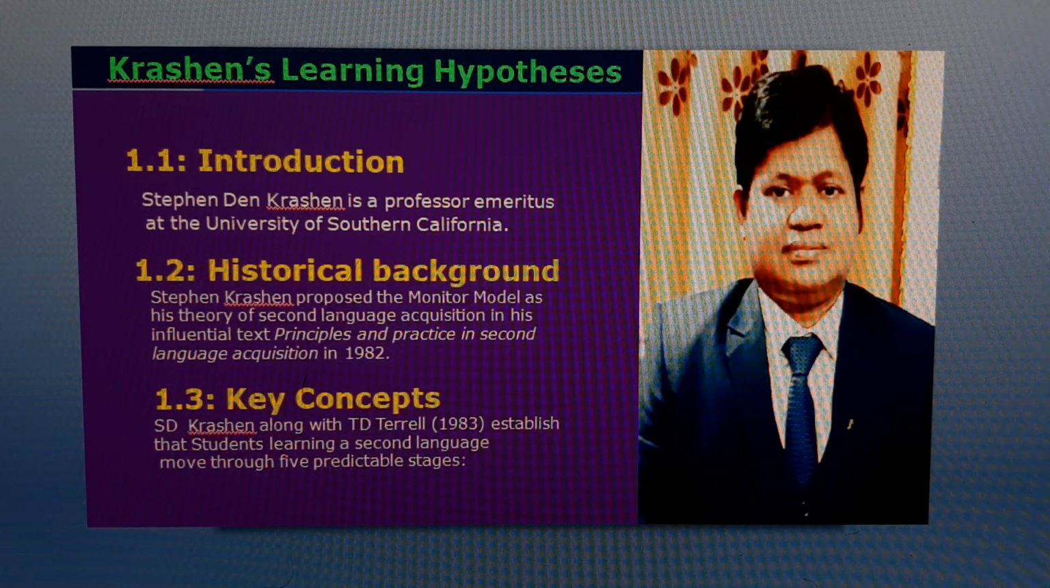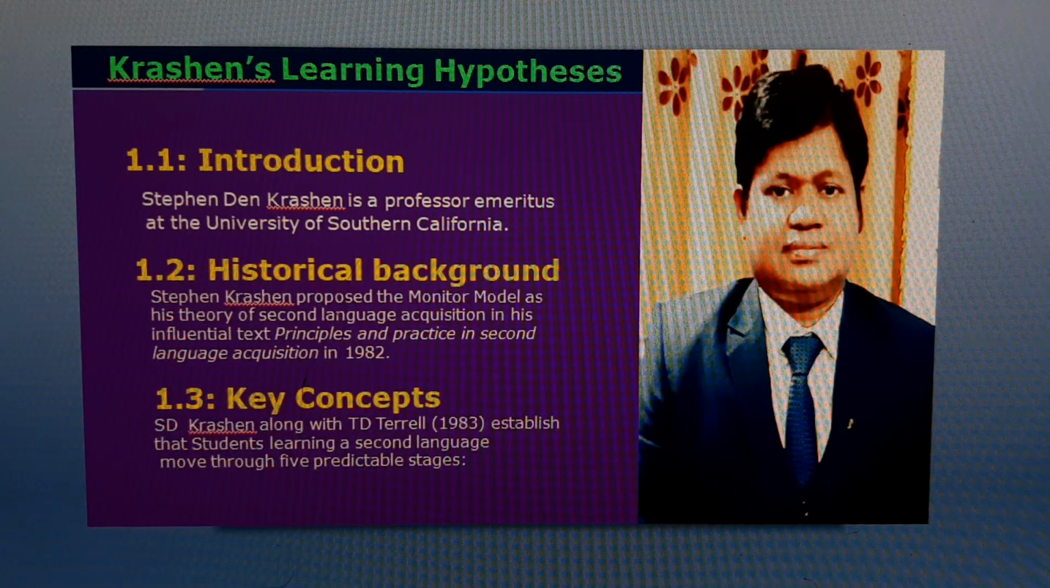Historical background. Stephen Krashen proposed the monitor model as his theory of second language acquisition in his influential text Principles and Practice in Second Language Acquisition in 1982. Krashen, along with Terrell, 1983, established that students learning a second language move through 5 predictable stages. It is based on Krashen's theory of language acquisition, which assumes that speech emerges in the following 5 stages.